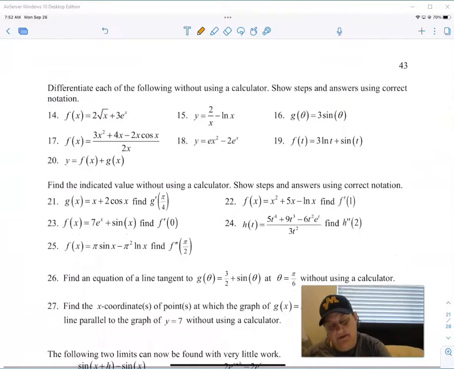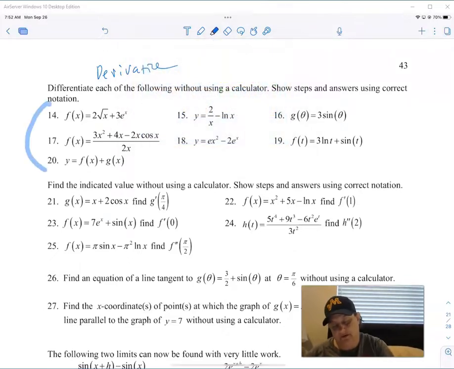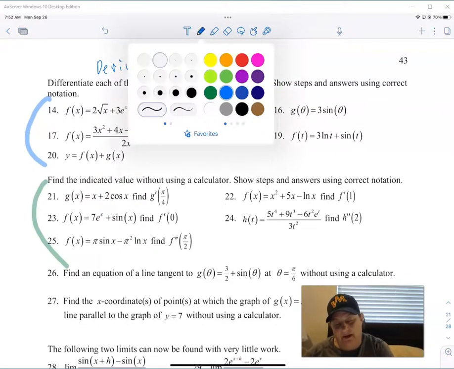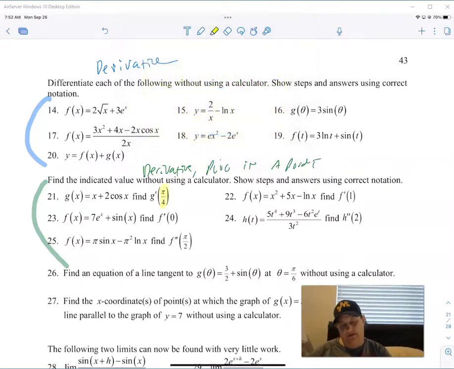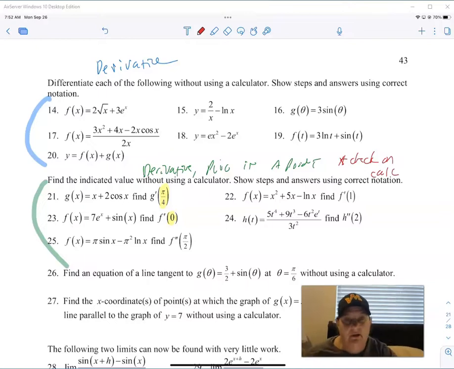Next, this says differentiate. These are derivative questions. I want you guys to do all of these. These are also derivative questions, but they are derivative and then plug in a point. For example, right here, we're going to take the derivative and then plug in 4. We're going to take the derivative and then plug in 0. If you want, you can check these on your calculator. Don't do them on your calculator, but you can check them.